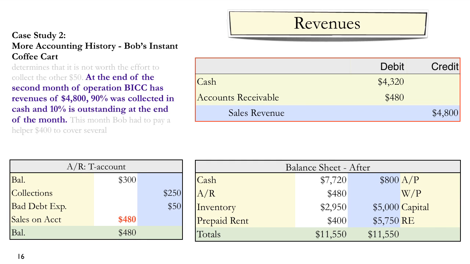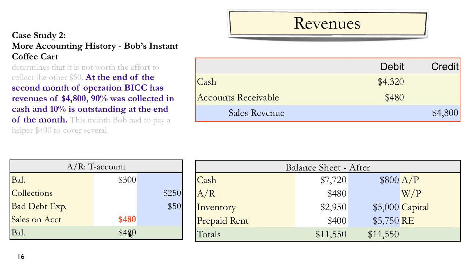Let's update the accounts receivable T account. Once again, let's just review what happened. $300 is the balance in the account at the beginning of the period. $250 were collected during the month. An account for $50 was written off. And then in this transaction, we have new accounts for $480.